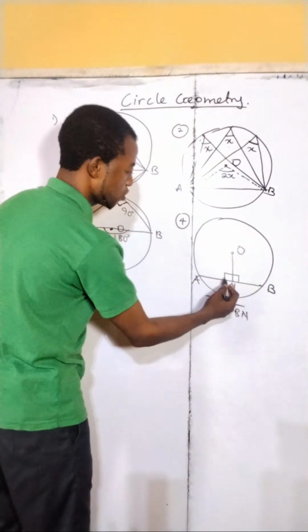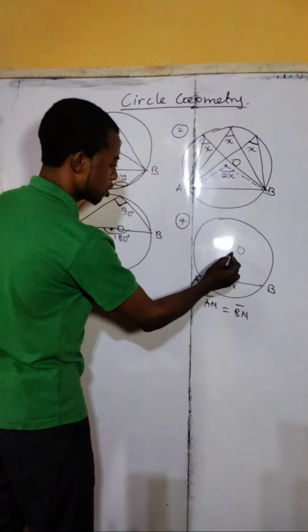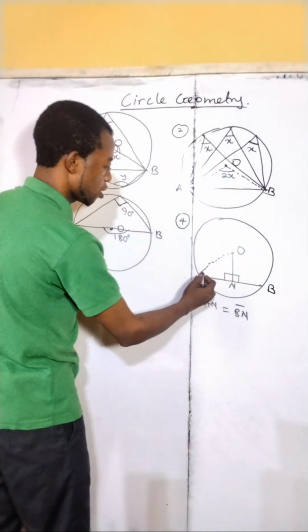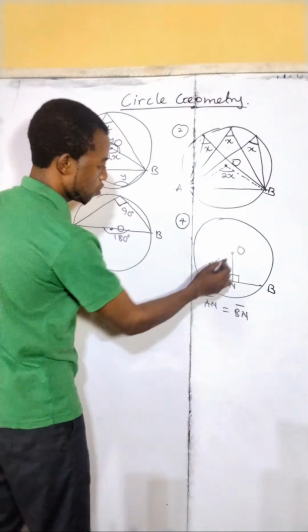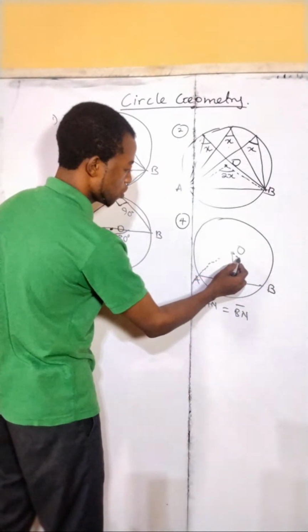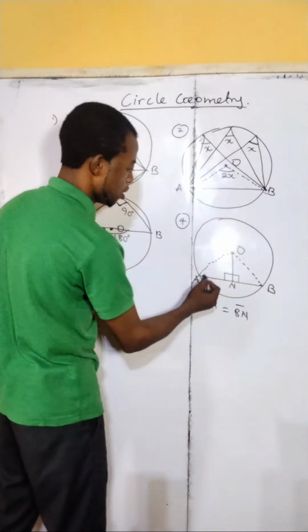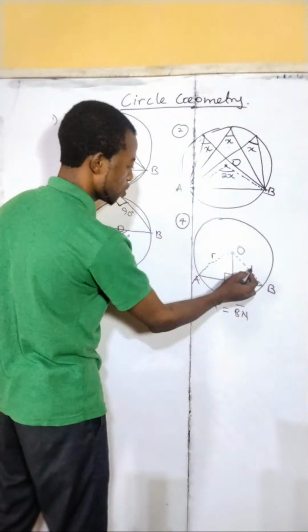This meets at angle 90 degrees. Now we can make a construction here by joining this O to point A and also joining O to point B. And AO is a radius, BO is also a radius.